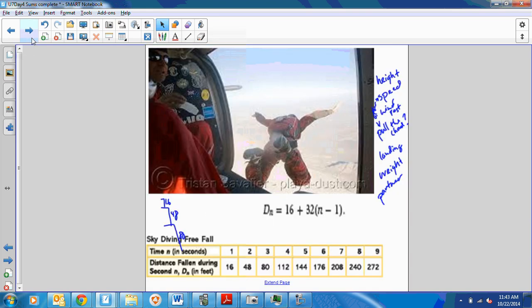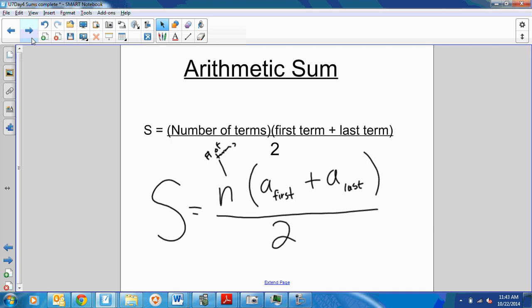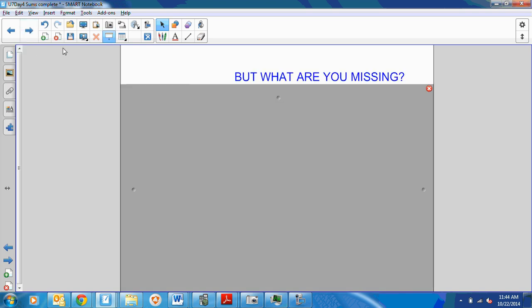But then we ran into arithmetic sums. So we talked about Gauss a little bit. This is the Gaussian formula for finding the sum. It takes the number of terms times the first term plus the last term, all divided by 2. So I want to look at some problems that we would give you where you're missing some things.